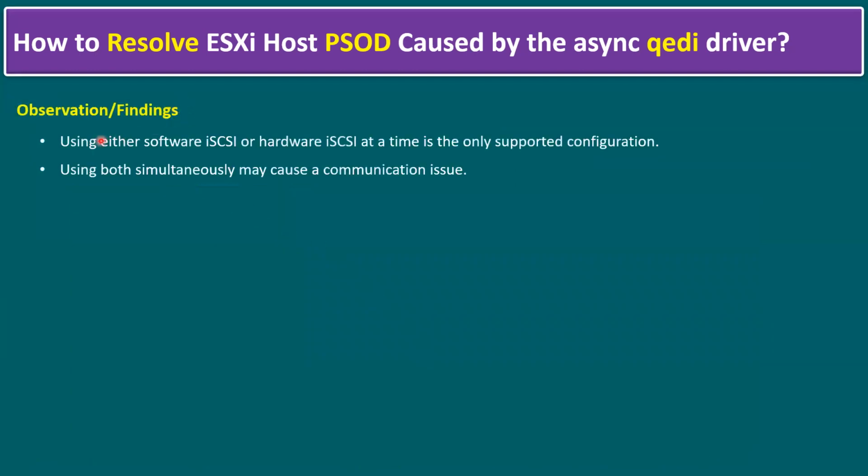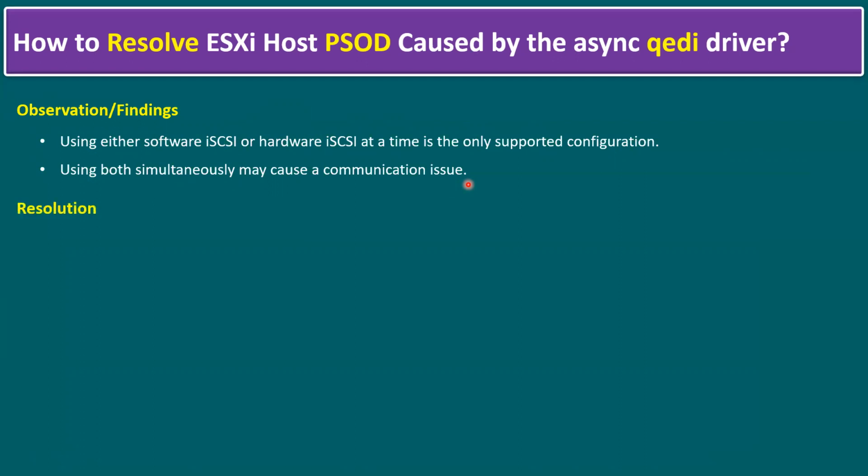Observation and findings. Using either software iSCSI or hardware iSCSI at a time is the only supported configuration. As per VMware, and also any authorized storage vendor or hardware vendor such as HPE or other third-party hardware vendors, they recommend that within our ESXi host we should use only one model of iSCSI. Either we stick to software iSCSI or we stick to hardware iSCSI. If we plan to use both simultaneously, it may cause communication issues, ESXi host not responding, or disconnection issues. That is our finding based on the error messages.